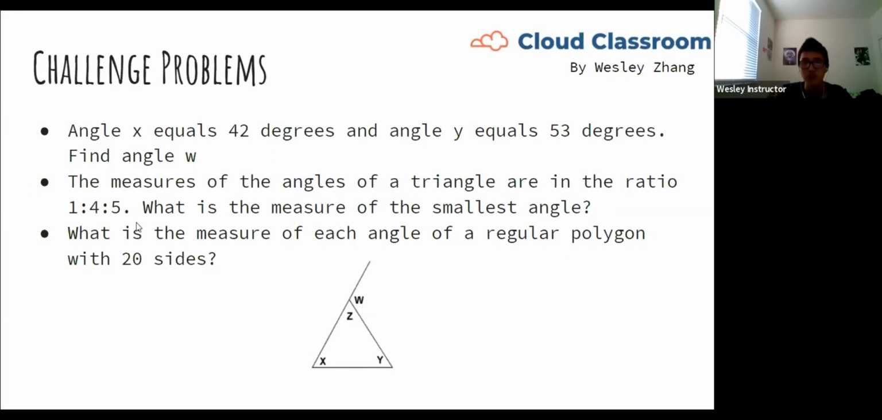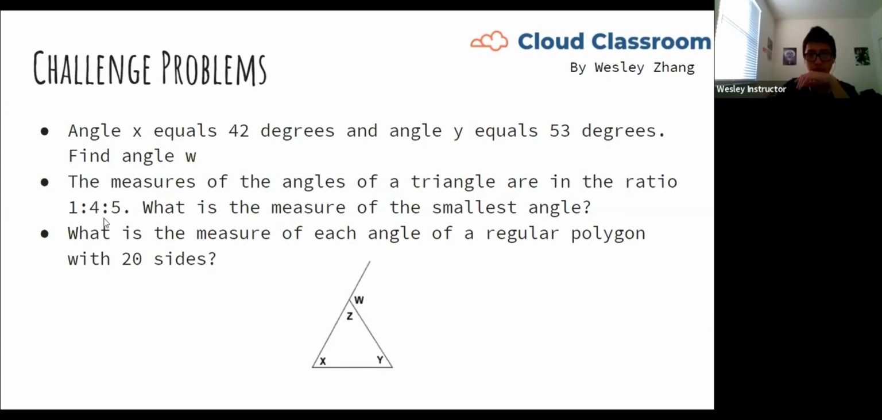All right, what is the measure of each angle of a regular polygon with 20 sides? So there's two steps. First, find the sum of all the interior angles, and then divide that by the number of sides. Because a polygon has the same number of sides and angles. A triangle has 3 sides and 3 angles. A quadrilateral, 4 sides, 4 angles, always true.